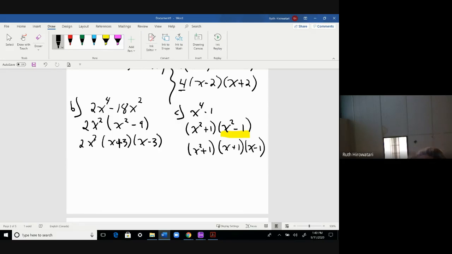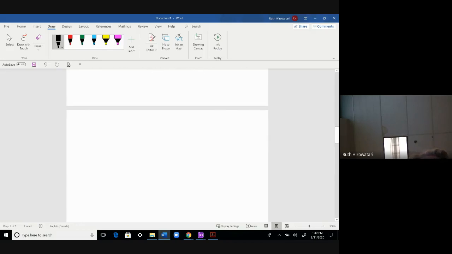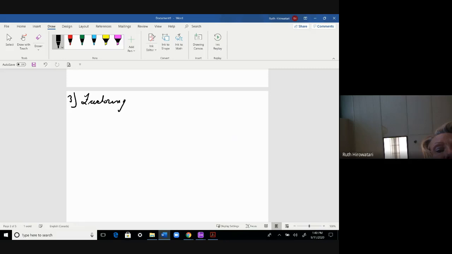Okay, then let's move on to something fun and interesting. You might not have done this before. Factoring cubes. Okay, and I'm handwriting there just for a noob. Okay, so factoring cubes.